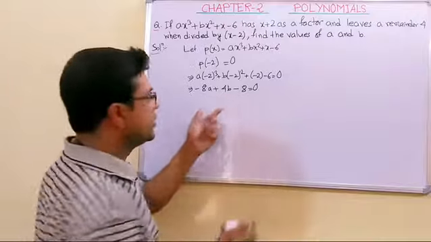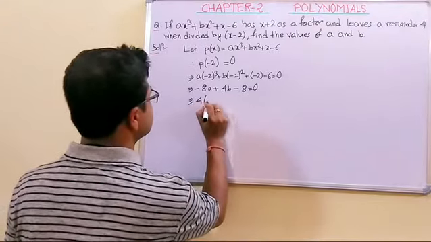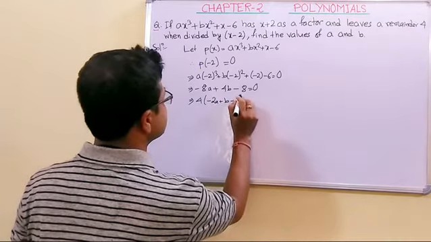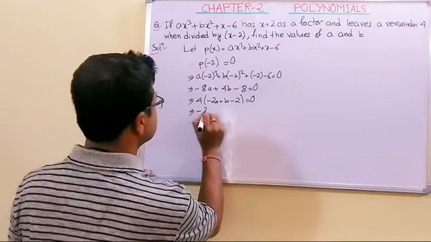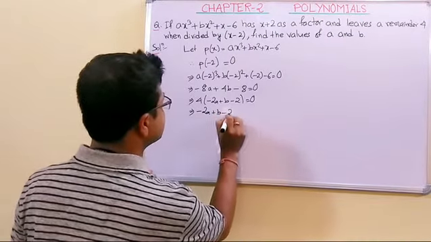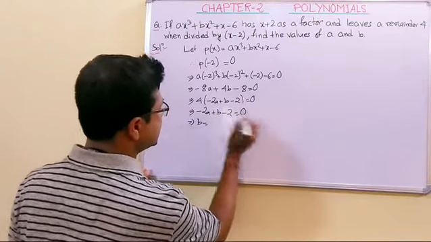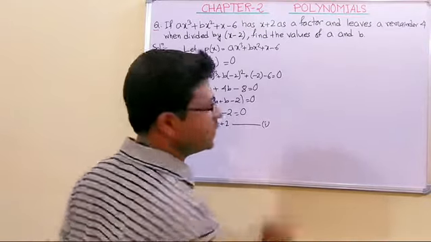Now throughout we can take 4 as common. So 4 is common: −2a + b − 2 is equal to 0. Now let us divide both sides by 4. −2a + b − 2 equal to 0. So b is going to be, let us take this to the other side, 2a + 2. This is say equation 1.